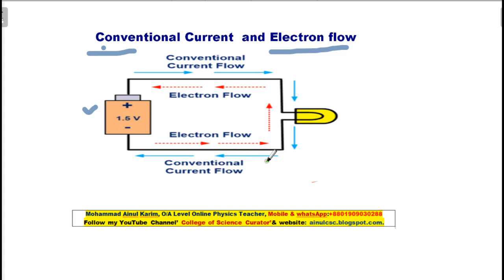So we learned the difference between conventional current and electron flow. Conventional current and electron flow are vice versa.